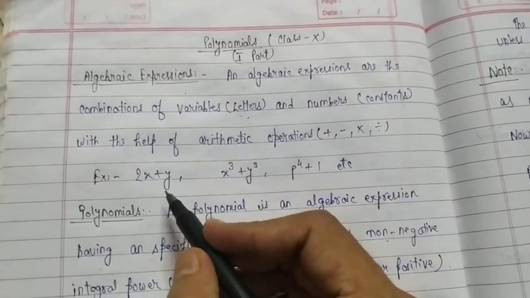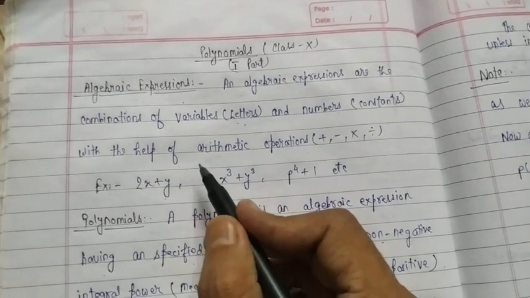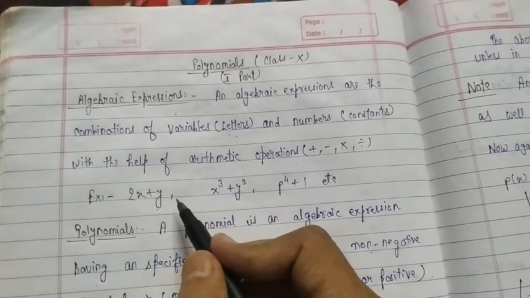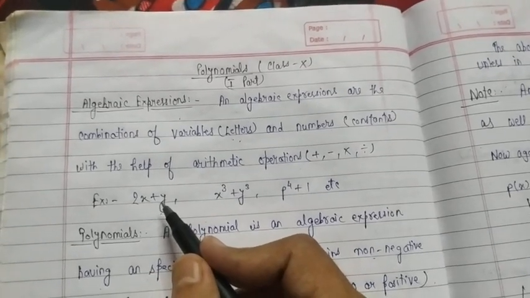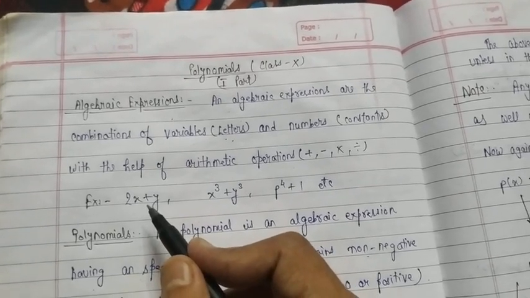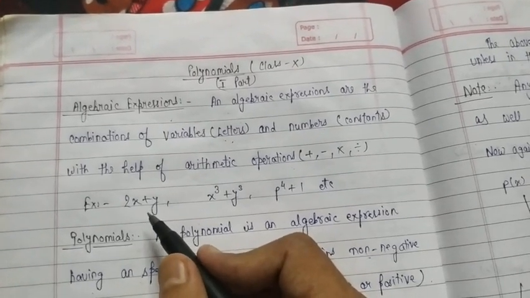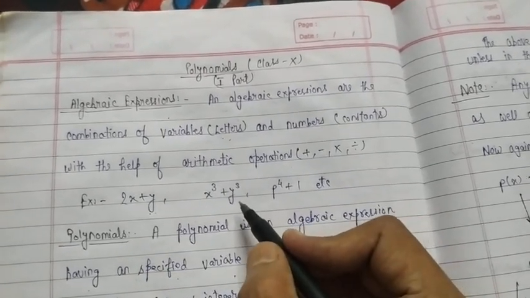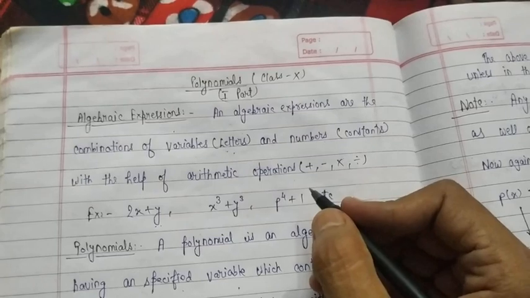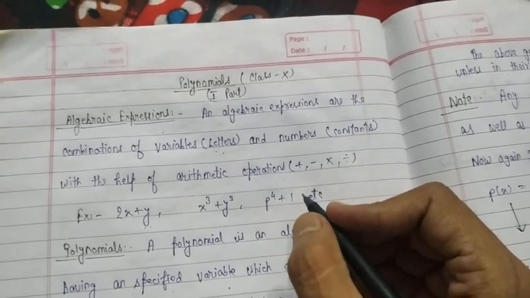Now just focus on the example 2x plus y. Just match it with the definition. Here 2 is a constant, x is a variable, y is also a variable, and plus is the arithmetic operation. So here we can see it is a combination of letters, variables, numbers and an arithmetic sign also. So this is an algebraic expression. Similarly x cube plus y cube, similarly p^4 plus 1. For representing any algebraic expression you can use any variable, any number and any arithmetic sign.